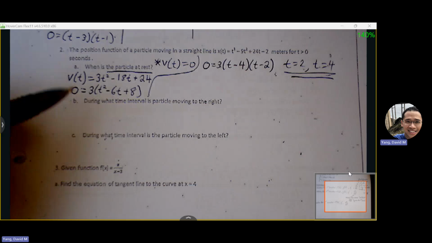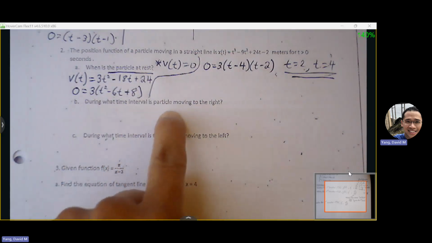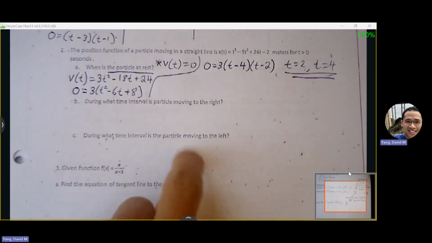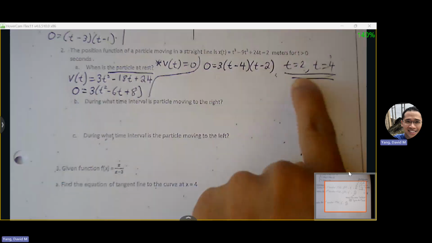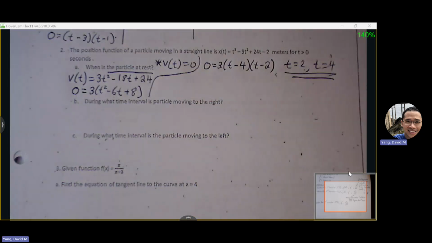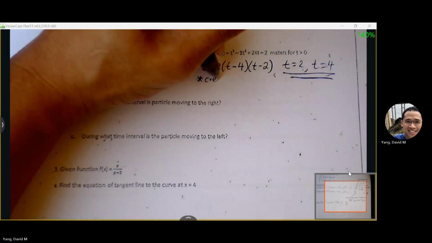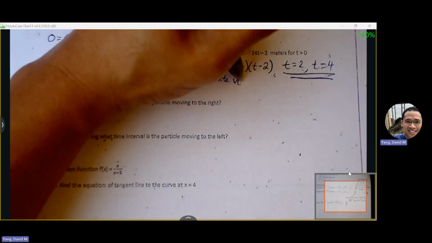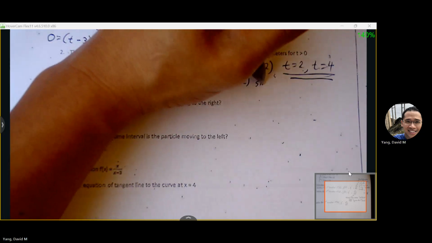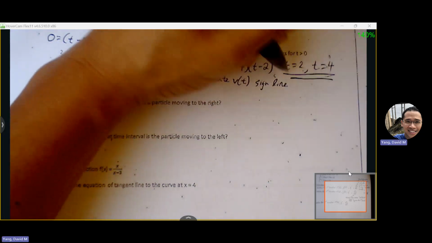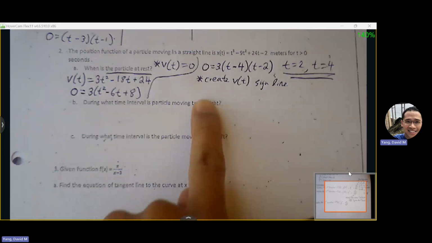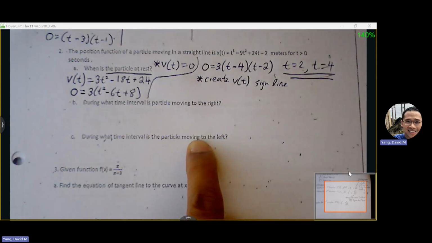Now, to get to parts B and C: during what time interval is the particle moving to the right, or moving to the left? We're going to create a velocity number line. If we create a number line, we can find out when the interval is positive or negative. Positive would mean moving right, negative would mean moving left. So we're going to first create a velocity sign line. We can have the sign line in front of us, then we can just read it to determine the intervals when it's moving left and moving right.